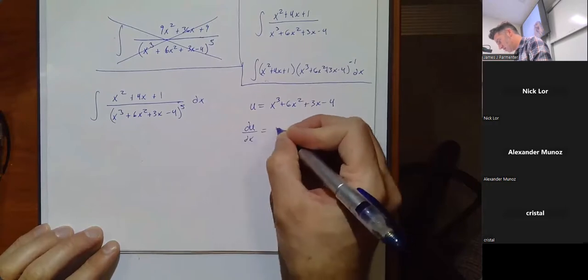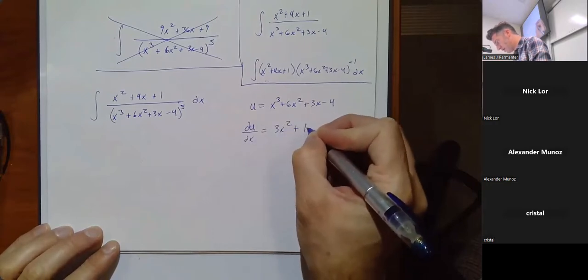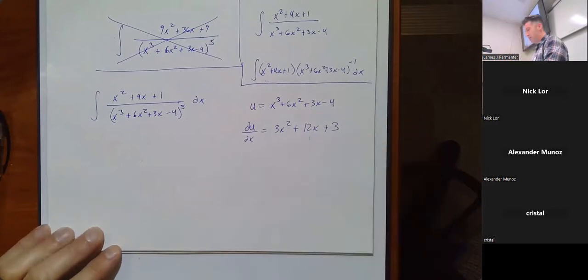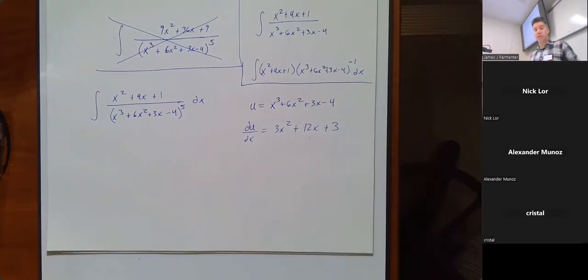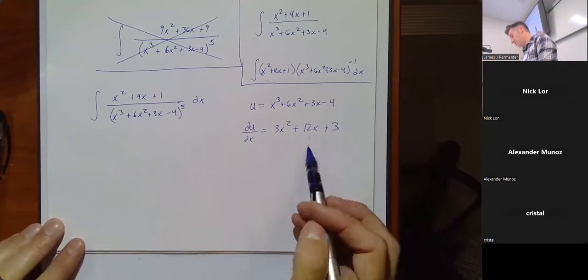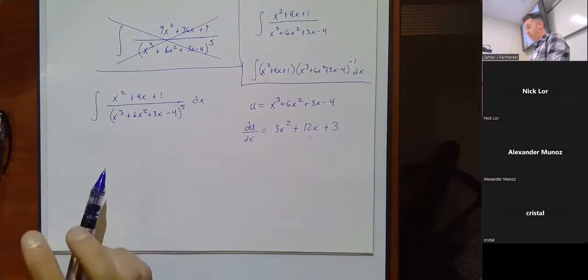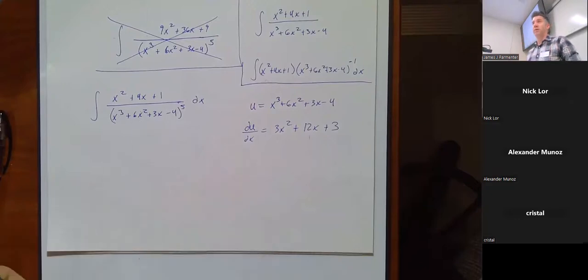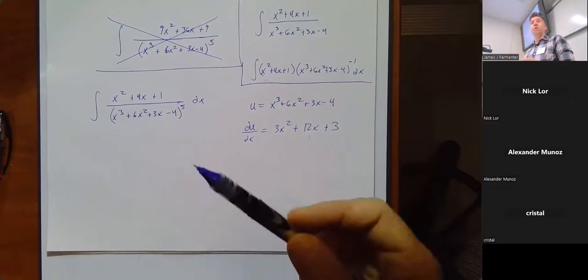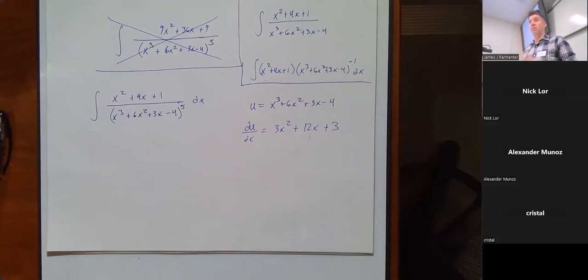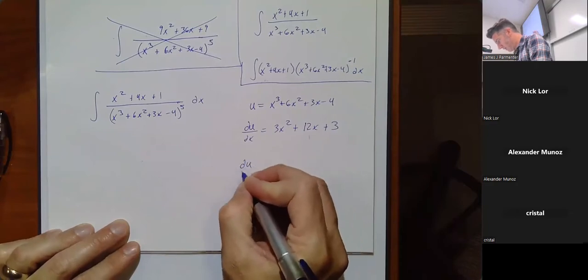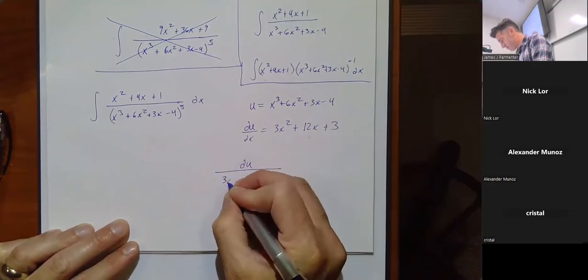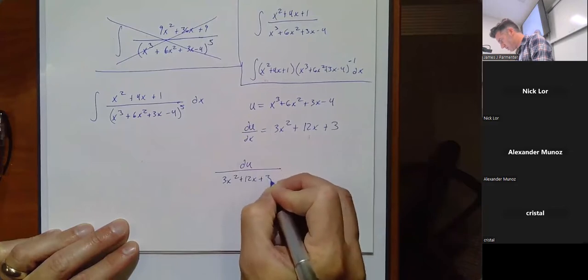So let's take the derivative. du/dx is 3x squared plus 12x plus 3. And I notice, because I made up the problem so it worked out, that this looks like 3 times the top, right? 3 times x squared plus 3 times 4x plus 3 times 1. So I can see that I'm in a good spot because my derivative is a multiple of something that's already in my integral. So now I'm going to do it the way that you are doing it in class, which is to say I have du divided by all that equal to dx.